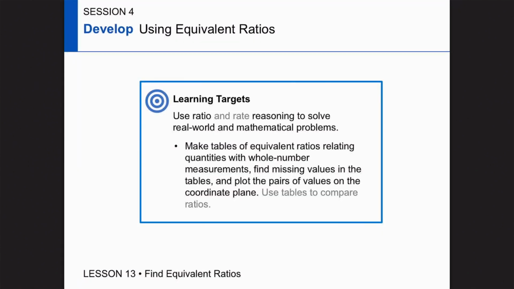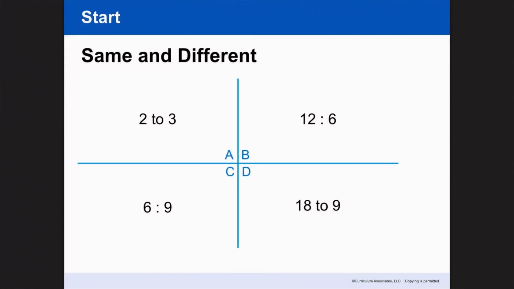Okay, and then we're going to continue using equivalent ratios. We're going to see which are the same and different. We're actually going to skip this. Actually, let's do this real quick. So 2 to 3. 2 to 3, so we'd have 2 to 3, 6 to 9, and then 12 to 6, and 18 to 9.